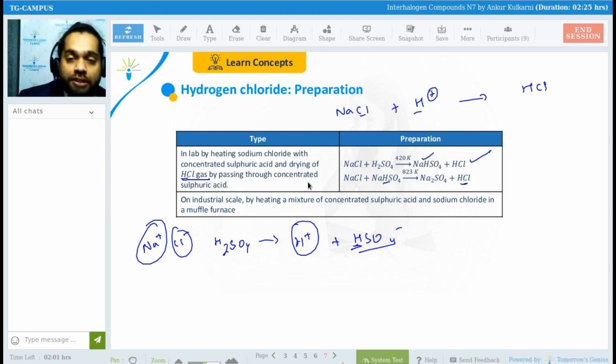Come on, write this down. Just write down the reaction. So when I heat the acid and sodium chloride, we get the HCl gas.